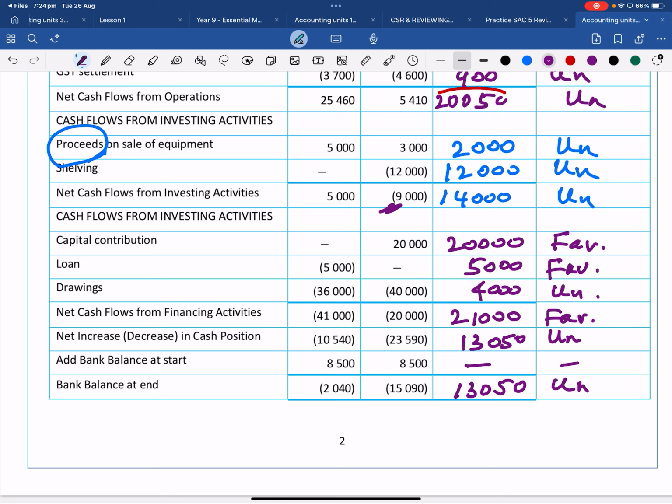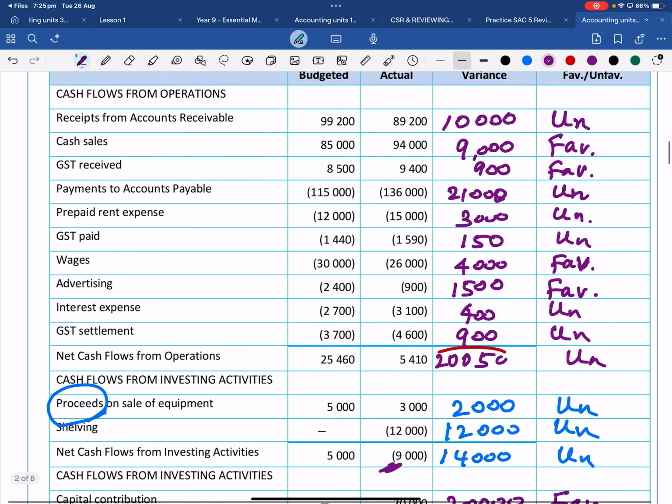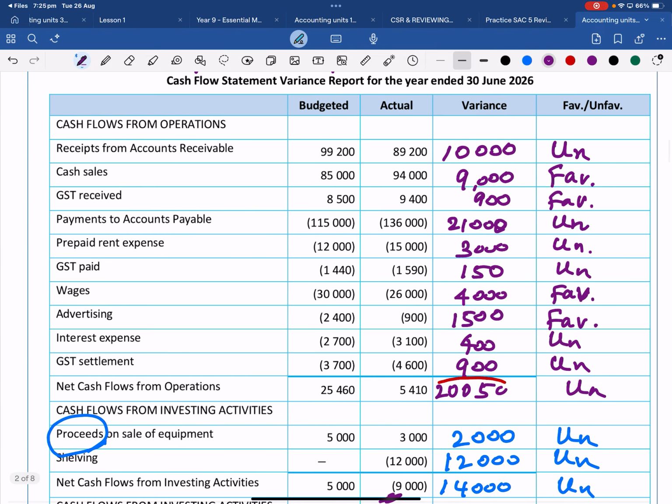Mainly, the investing activities became 14,000 unfavorable because there was an unexpected purchase of a non-current asset. So that's fine, it was funded by the owner, no problem. The financing is 21,000 favorable, so that's also okay. It's not really okay, and I'll say why, but let's leave it. But the problem is this one.